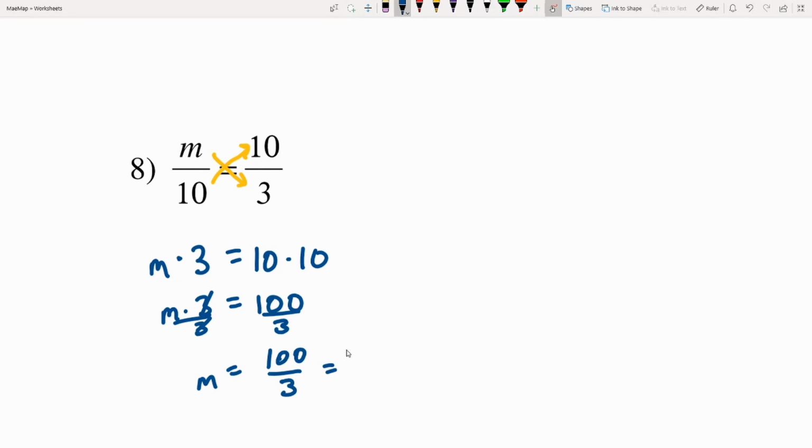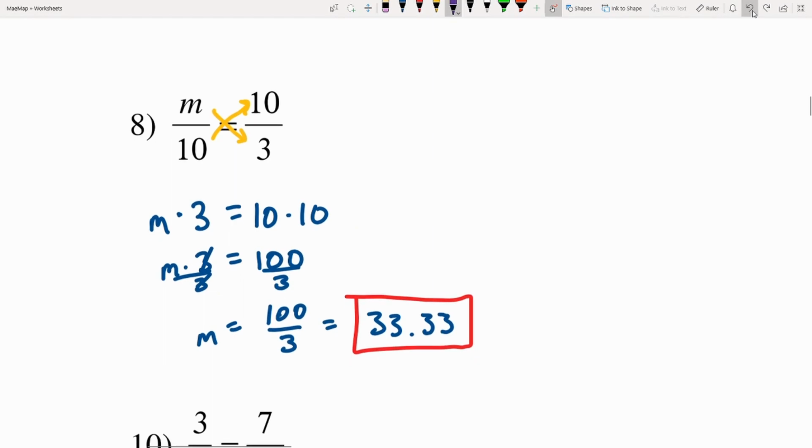And what exactly is that? That's going to be one of those repeating decimals. 100 divided by 3 is going to be 33.3 repeating, so I'll round to the nearest hundredth, 33.33. Let's move on to our next problem.